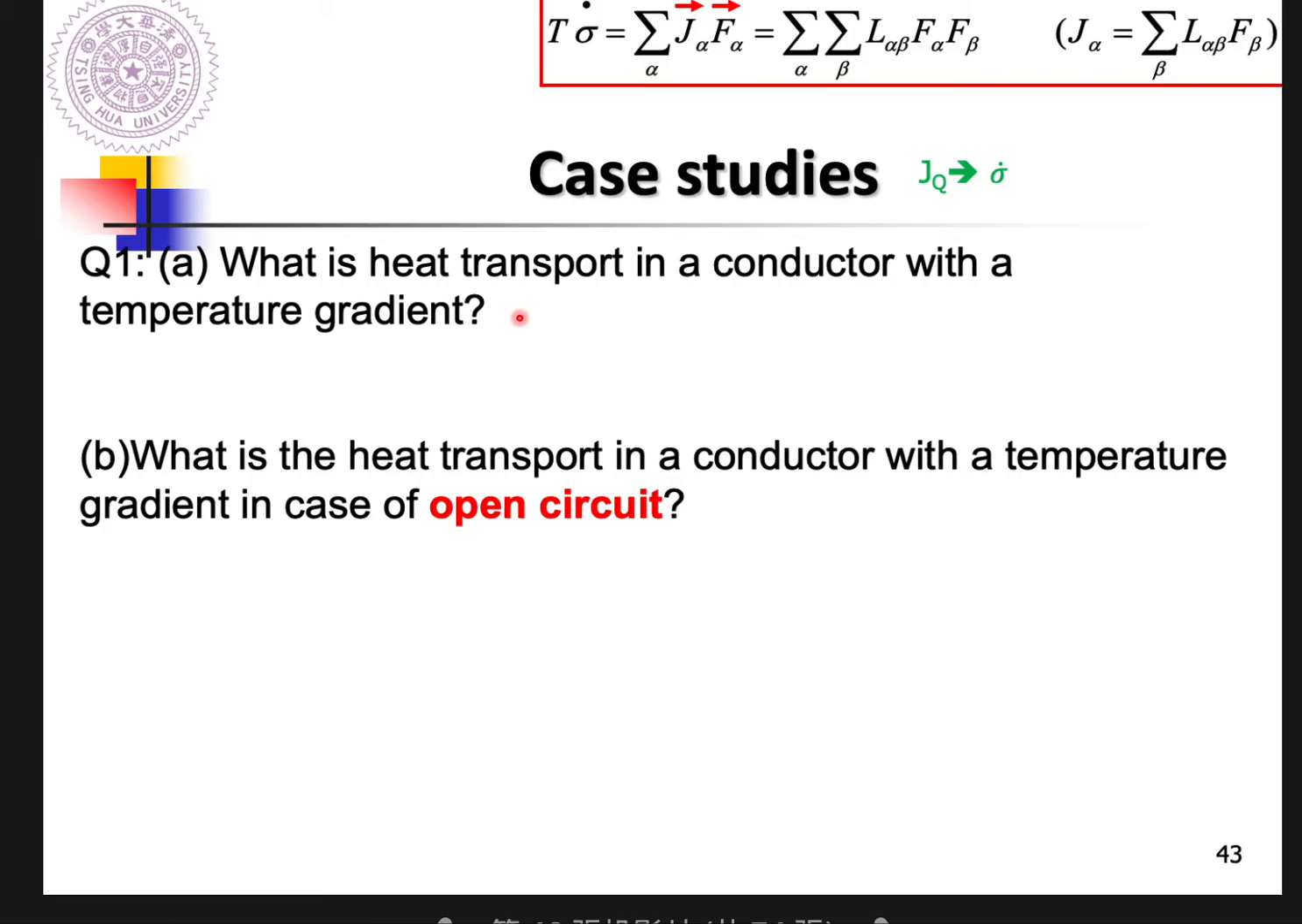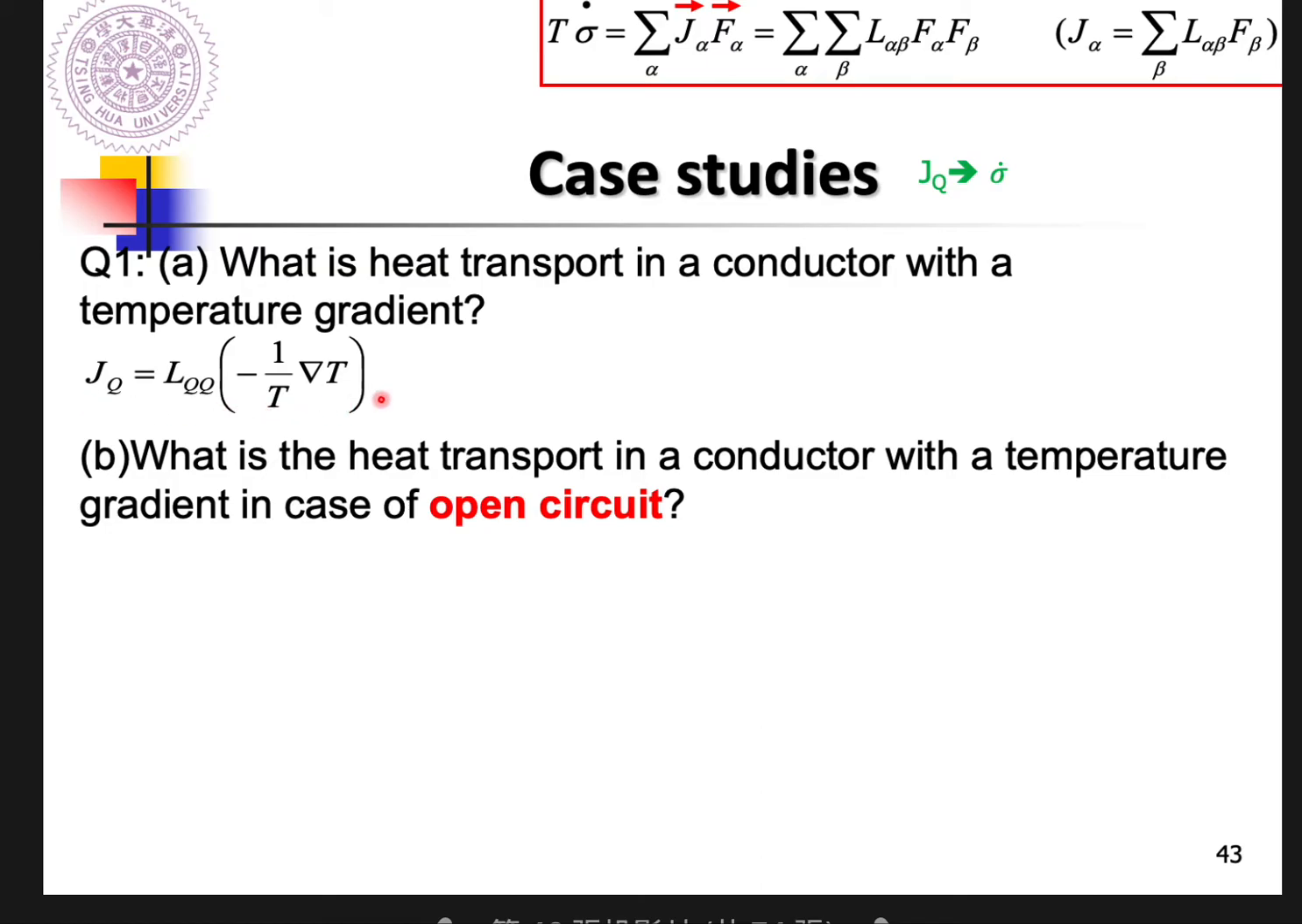So how many driving forces exist in this system? Only one driving force, right? Because it's only one driving force, and the question asks what's the heat transport, which is J capital Q. Because we only have one driving force, you don't need to mention all driving forces. The driving force here is F capital Q. So you just write down J capital Q equals the direct coefficient L capital Q times F capital Q, right? And what's F capital Q? It's minus the temperature gradient divided by T, right?